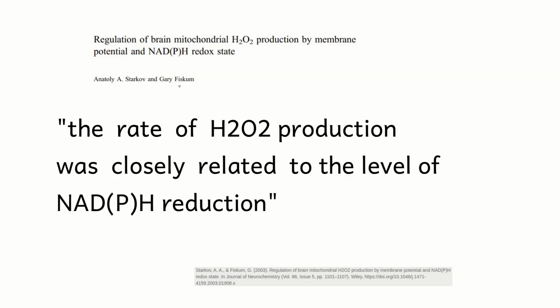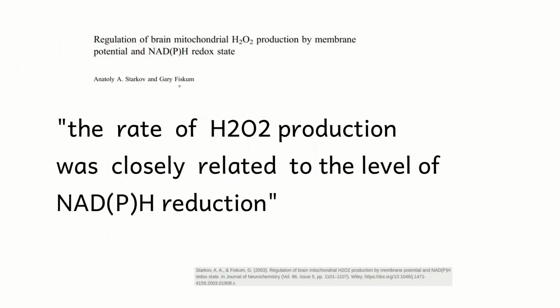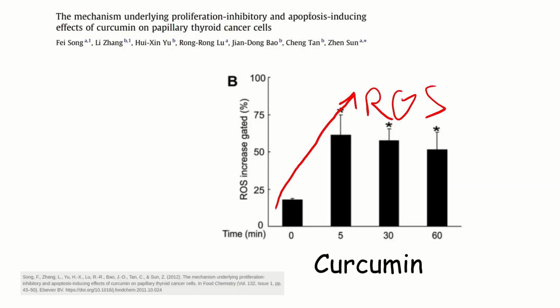Again, this is that same study. Again, we already said this, but the rate of hydrogen peroxide production was closely related to the level of NADPH reduction. And as you can see, the antioxidants reduce the NADH and the NADPH. That is what they do, and that increases hydrogen peroxide production. And this other study shows that very well.